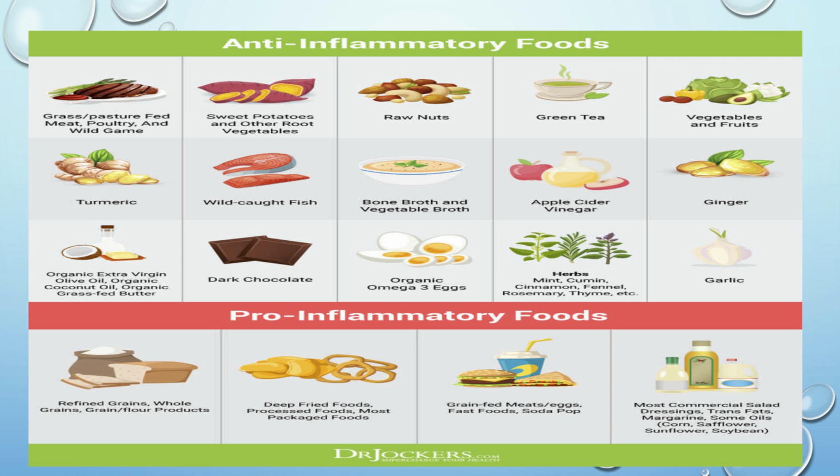Oils like extra virgin olive oil, coconut oil, grass-fed butter, dark chocolate, right? Eggs, bone broth is amazing for collagen production and to heal inflammation in the gut, especially for that leaky gut where there's intestinal permeability. Apple cider vinegar and herbs, some of which are included on this chart are mint, cumin, cinnamon, fennel, rosemary, and thyme. And garlic, of course.